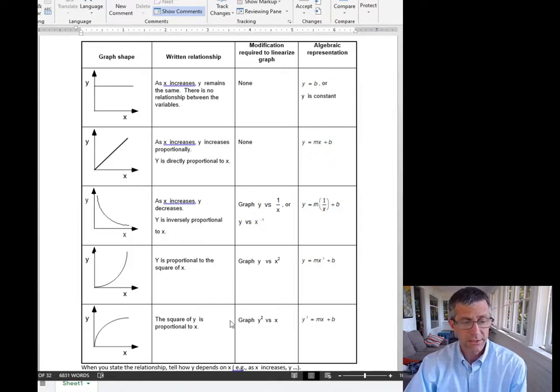And similarly, if the y value needs to be squared, I can replot that and get a straight line, and now I'm plotting y. And when I pull my equation off, I'm getting y squared. So these are really the 5 relationships that we'll come across, right?